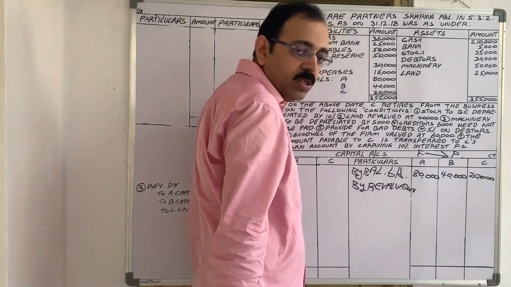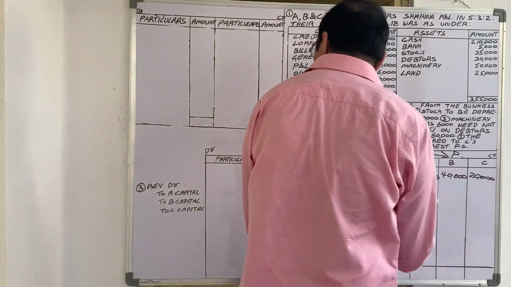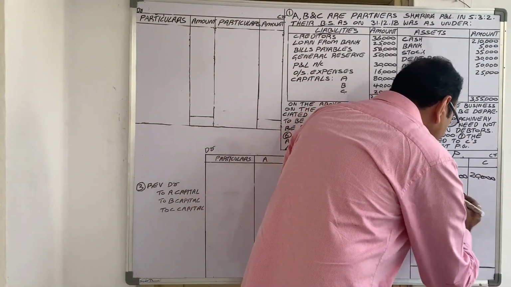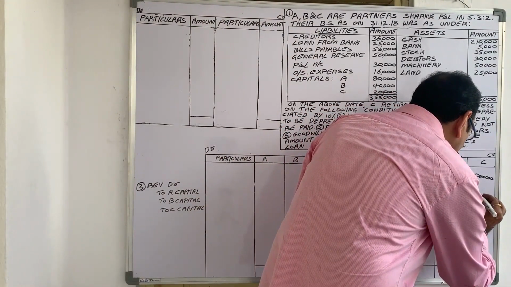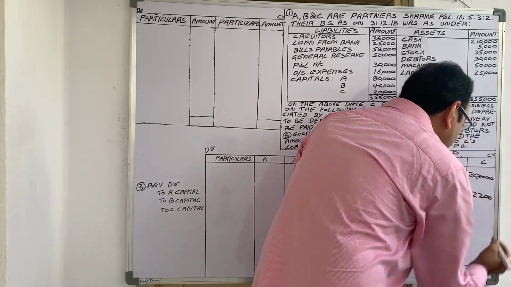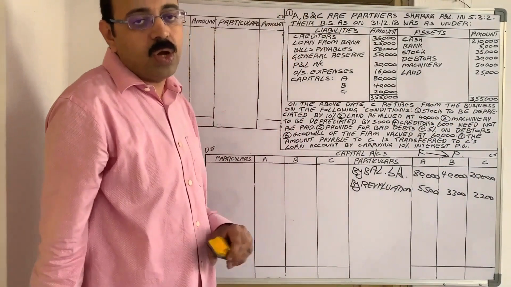Write down that, by revaluation account. A's profit is 5,500, B's share 3,300 and C's share 2,200.